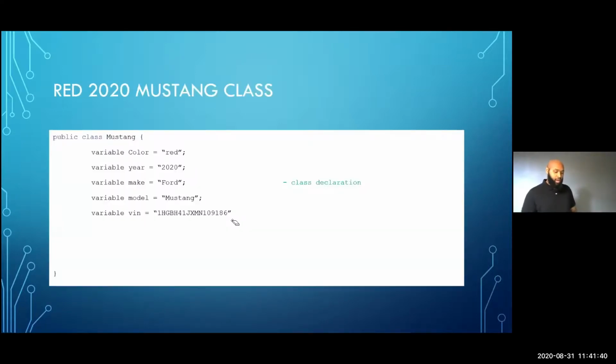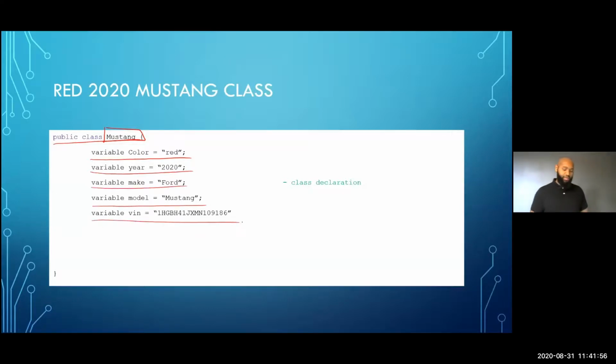So here is me defining a class. Public class Mustang, again, the name of my class is Mustang. I have a variable color is red, variable year is 2020, make Ford, model Mustang, and that's its VIN number. I've created my class. That's the on-paper specs of this class, right? So now if anybody generates an object, it will follow that same structure.